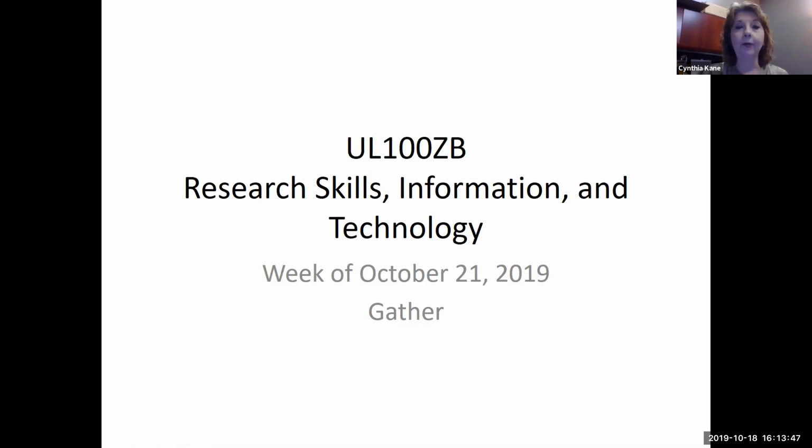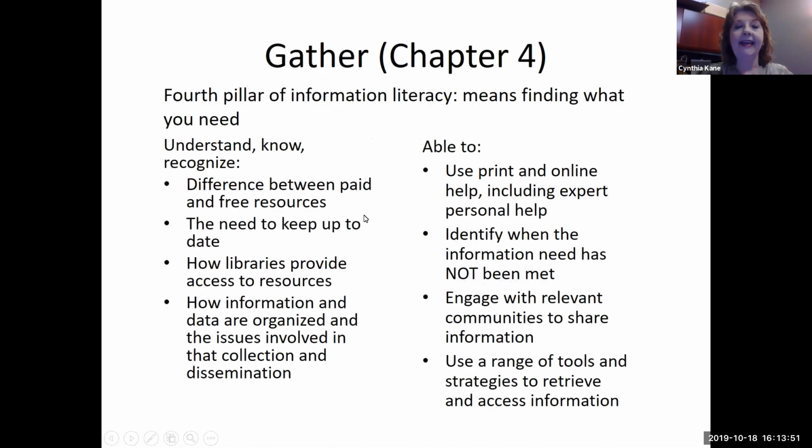We are now ready for our next module, Gather. Gather is Chapter 4 in our textbook, The Information Literacy User's Guide, and it is considered to be the fourth pillar of information literacy. It means finding what you need.